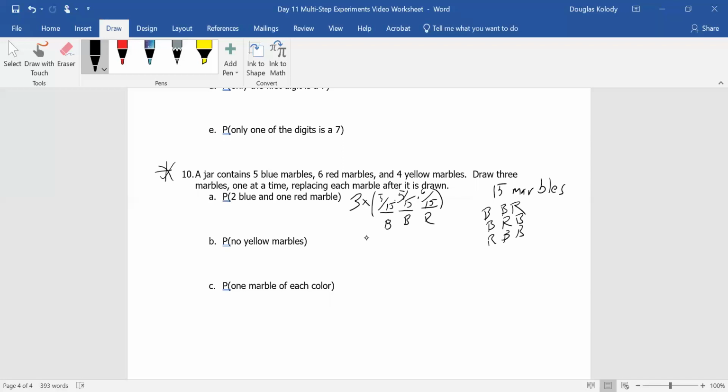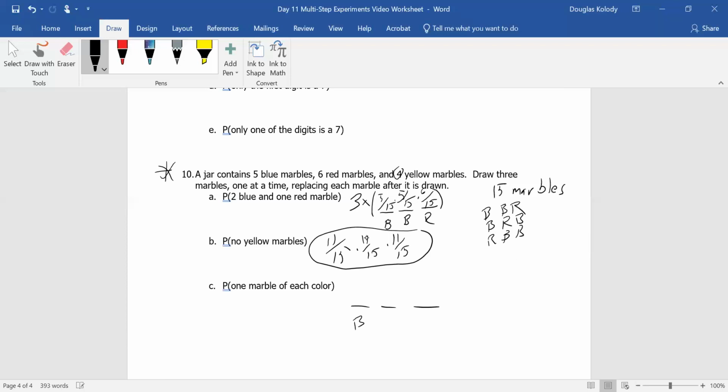No yellow. All right, well, there are 4 yellow. That means there's 11 that aren't yellow. So that's 11 out of 15 times 11 out of 15 times 11 out of 15, and I'm done with part B.